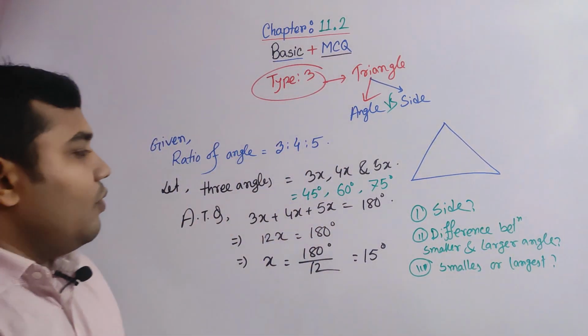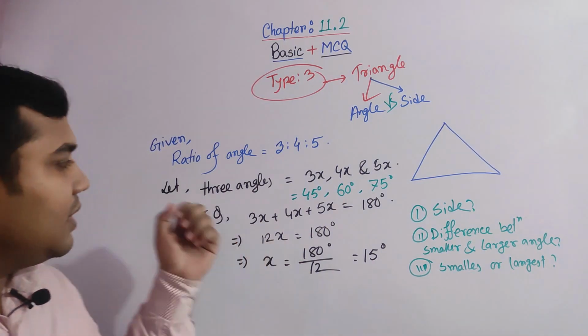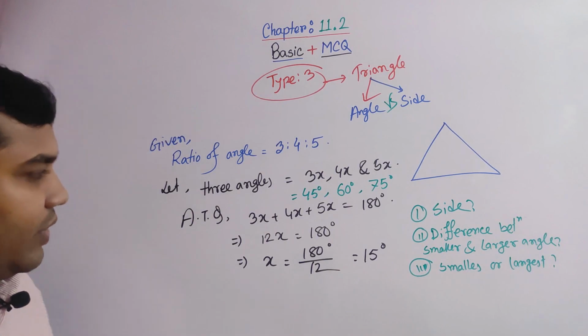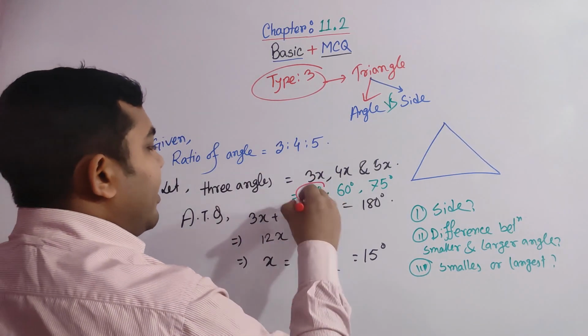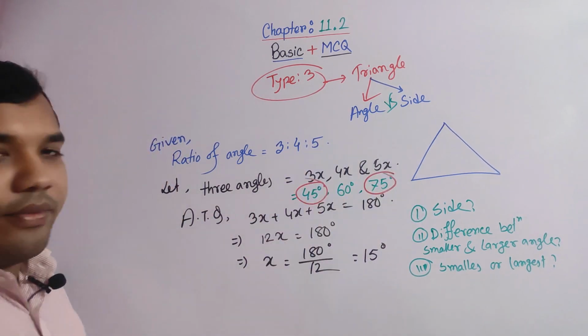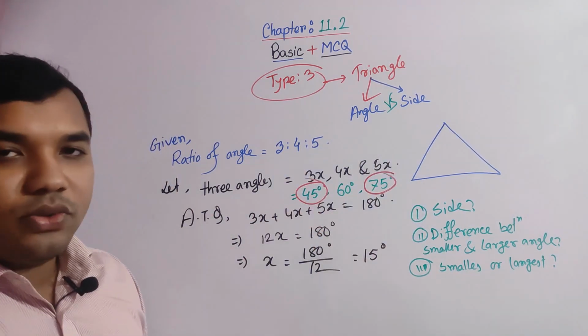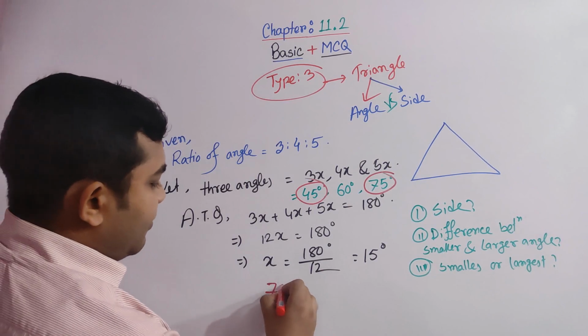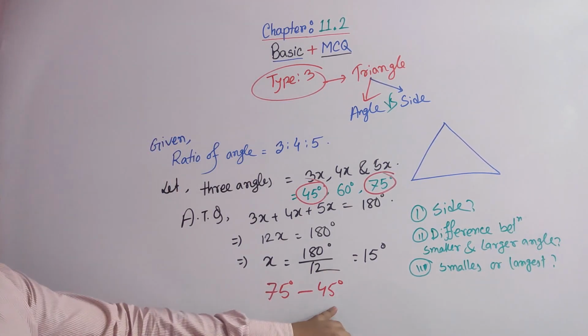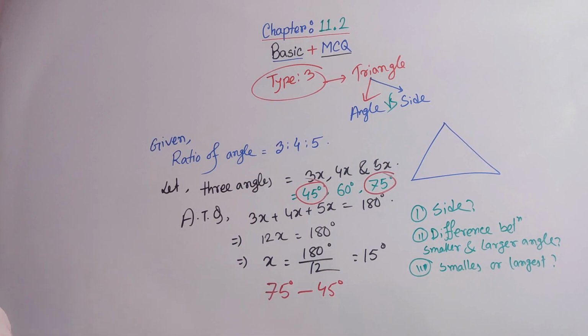First of all, what is the smallest angle? If from this three-part ratio we had to find it, we could say very easily that our smallest angle is 45 and our largest angle is 75. What's the difference between these two? That is also very easy. 75 minus 45, that means what? That is 30 degrees.